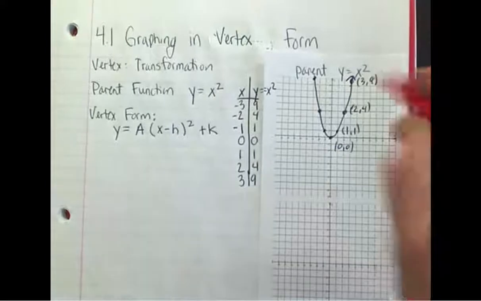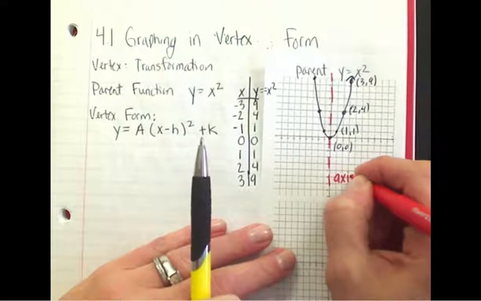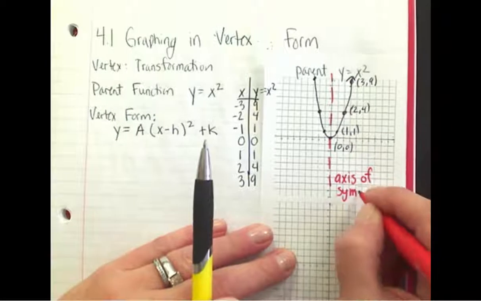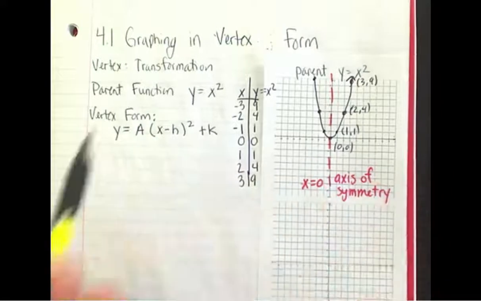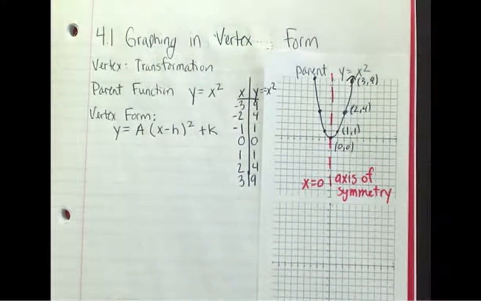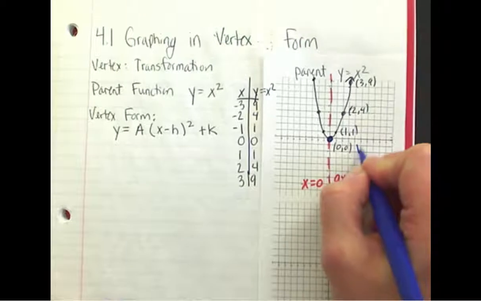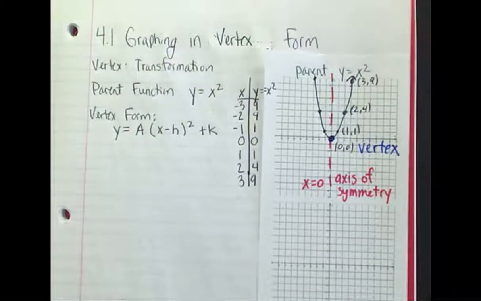Okay, let's put our vocab on here. Axis of symmetry. Okay, in this case, it's x equals 0. We have a vertex. Vertex is right here. Vertex, which is the center of the graph. All right. And we've got our points.